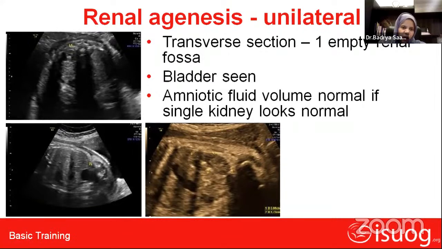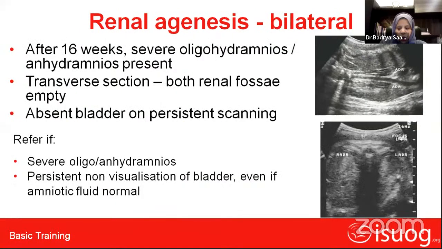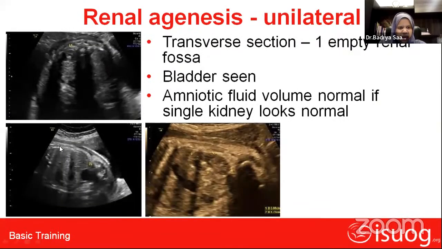So here now we have the picture of a fetus missing one kidney with a normal bladder, with normal liquor. When we go to another plane, we see that kidney, it's obvious. We measure it, normal measurement, with normal tissue, and with normal pelvis. So here, it confirms to you that there is a missing kidney, which is like a unilateral renal agenesis.